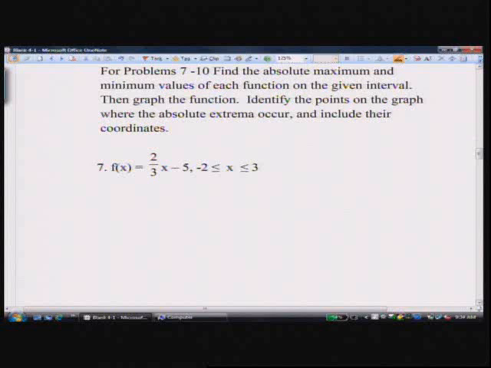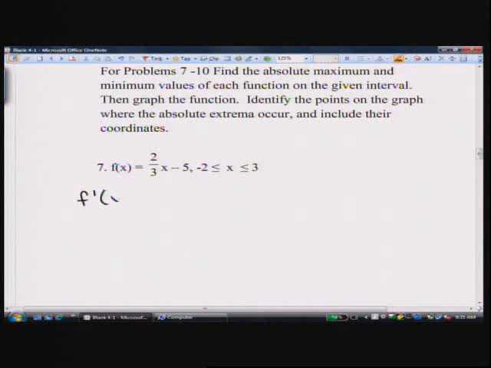What we're going to do is find the absolute max and min value for each function on the given interval, then graph the function. And we're going to identify the points on the graph where the absolute extrema occur and include their coordinates. Okay. This one is kind of lame, but anyway. What kind of function is this? It's a linear function, and so we would expect it to be doing what between -2 and 3? Going up. Yeah, increasing because it has a positive slope. But just for fun, we'll go ahead and do the problem.